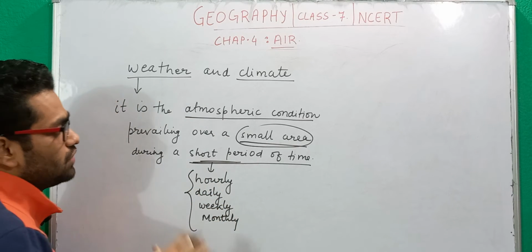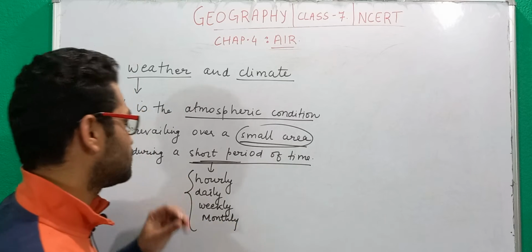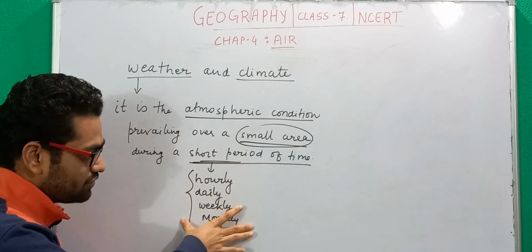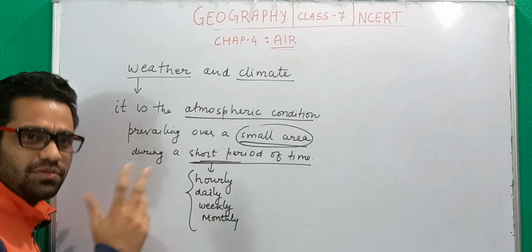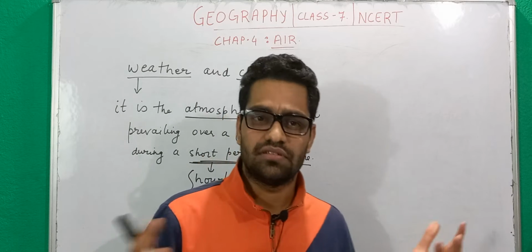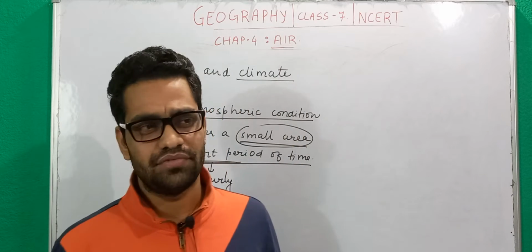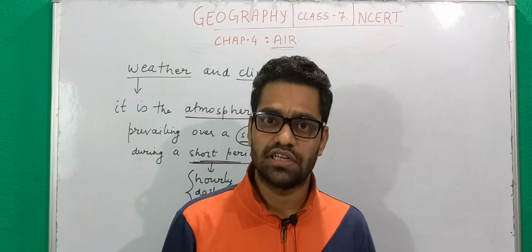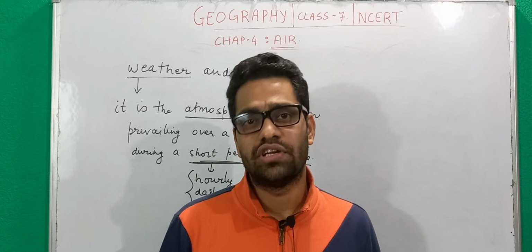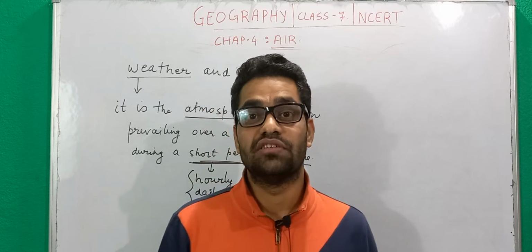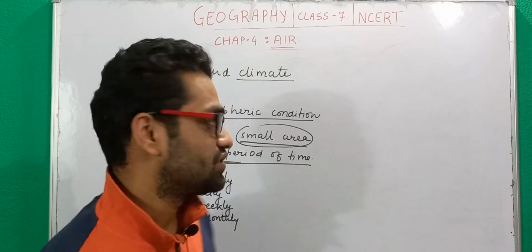So I am basically referring to this short period of time. When I say short period of time, it means it can be hourly, daily, weekly, or monthly. And when I say small area, it means the area may be a town, or a city like Delhi, Patna, Allahabad, or Chennai. But you cannot have a weather of entire India. That's a big place.